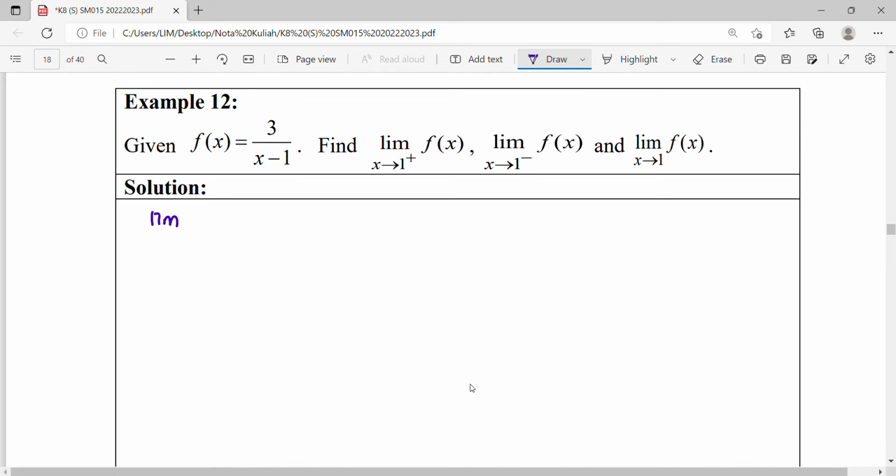So given your function 3 over x minus 1, find out the limit from the right hand side, from the left hand side, and then the limit at a point. X approaches 1 from the right hand side. What do you do? Substitute inside, you get 3 over 0. So this is infinity.